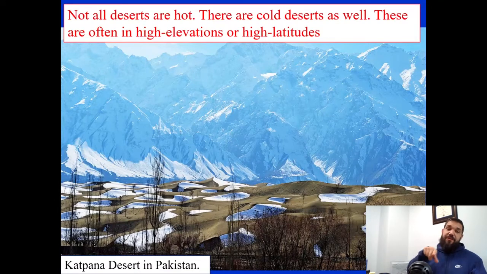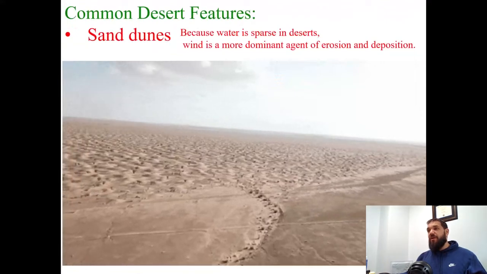Remember, the key criterion for deserts is whether they are dry, not whether they are cold. Ten inches or less of annual rainfall. That's what makes a desert. It has nothing to do with temperature, actually. So some deserts are cold.